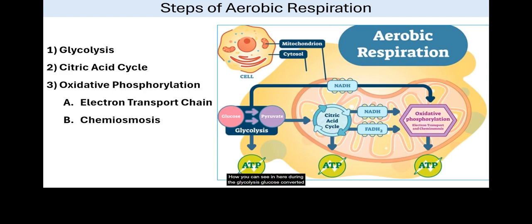As you can see here, during glycolysis, glucose is converted to pyruvate. Then pyruvate passes through the outer membrane of the mitochondria into the matrix, a jelly-like substance, and this is where the citric acid cycle is performed. Next, it moves to the inner membrane of the mitochondria, where oxidative phosphorylation happens: the electron transport chain and chemiosmosis.